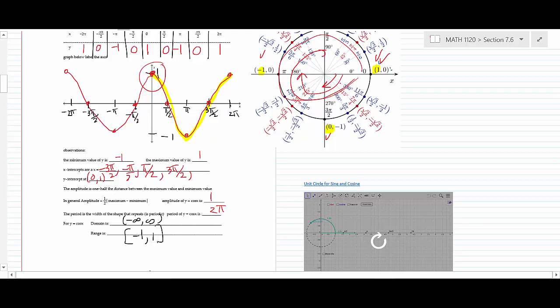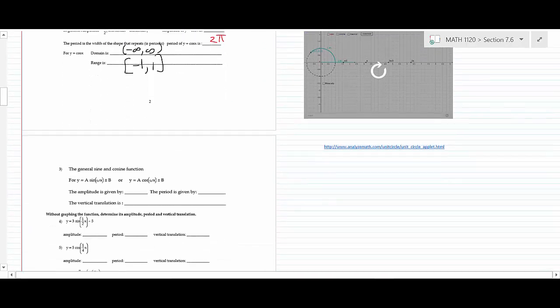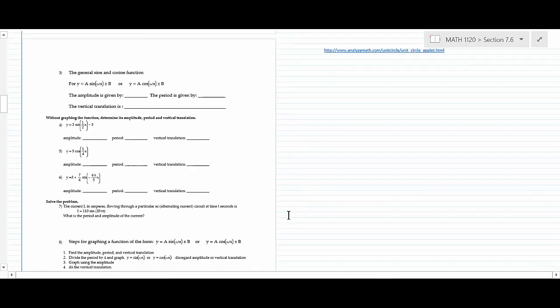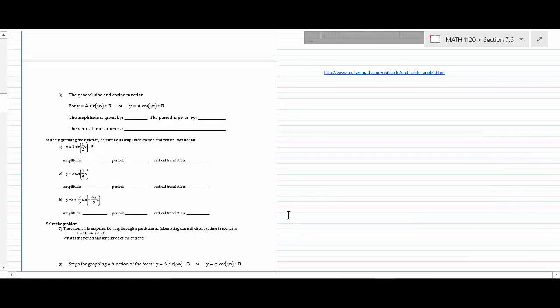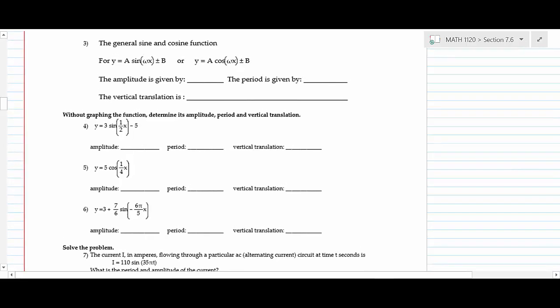Okay? All right. So that's how you do the basic graph. You get the information from the unit circle. Now, what I want to do on the next page is take some time to introduce you to a little bit of terminology. This is all just vocabulary right now.